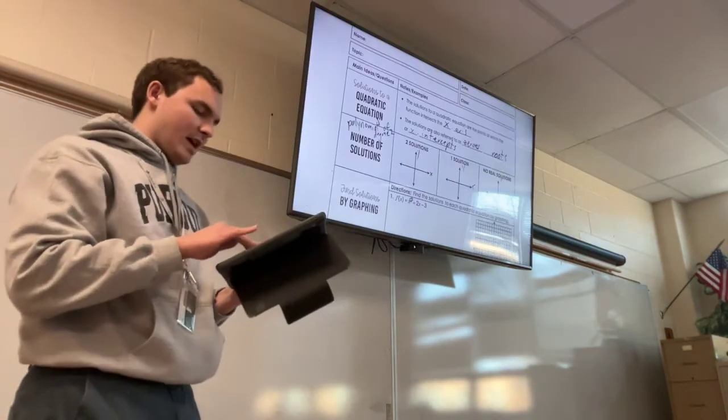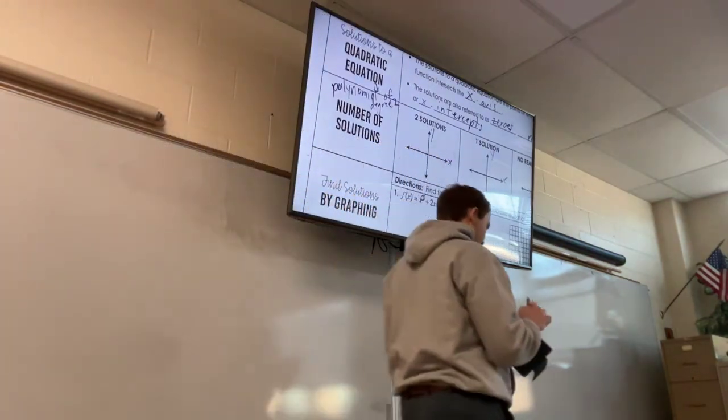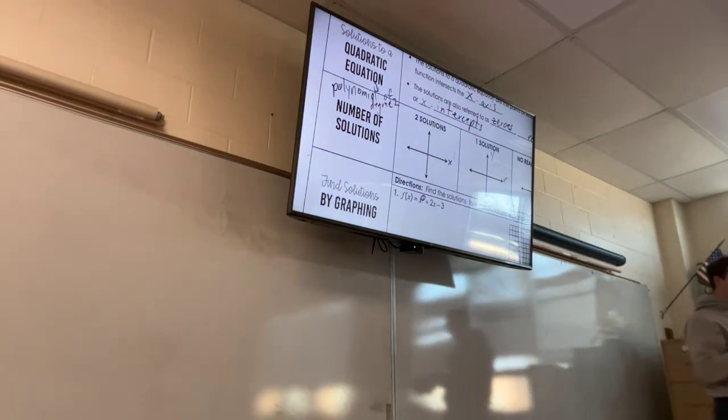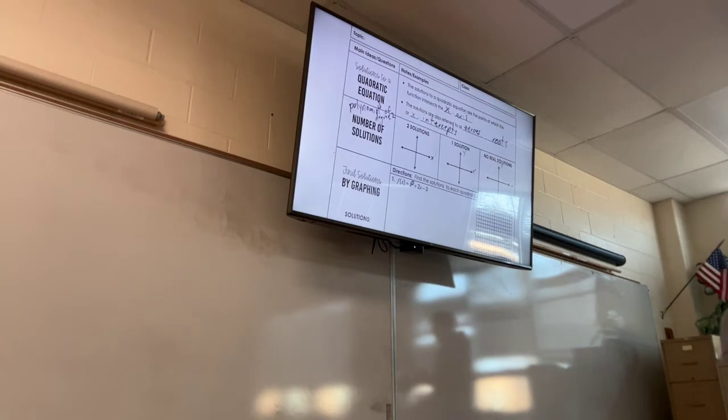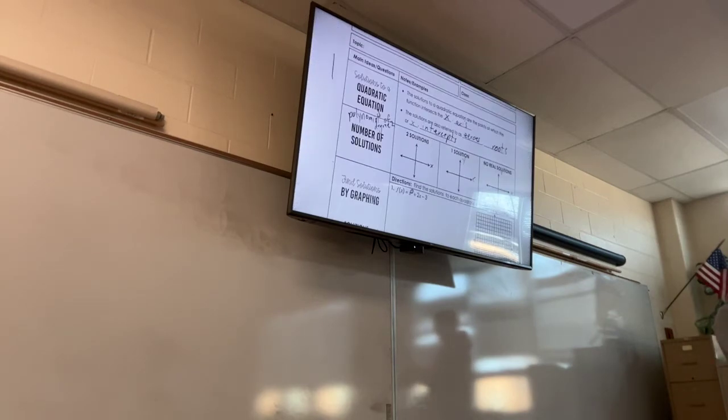So, do you guys know what the graph of a quadratic equation looks like? Do you remember what it looks like from Algebra 1? Yeah, it looks like a U. So I'm going to draw it up in the corner. It just looks like a U, like that. It's called a parabola, okay?